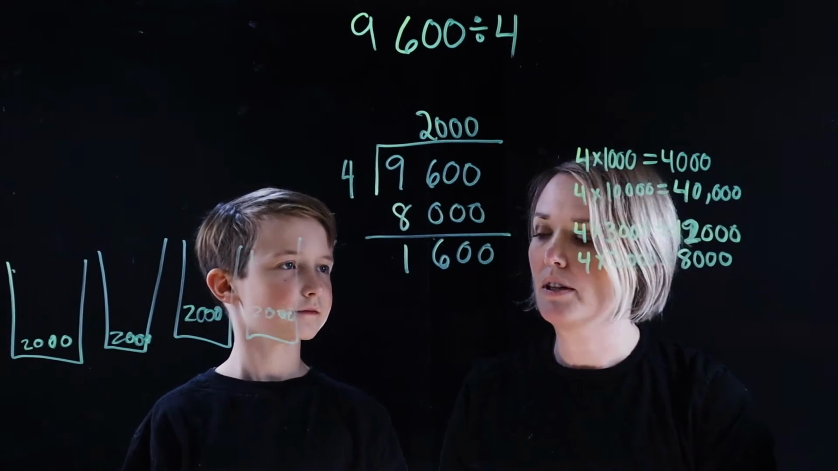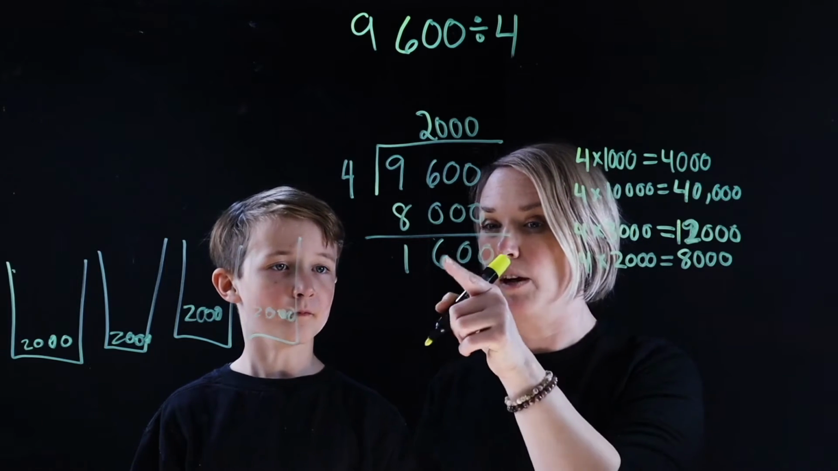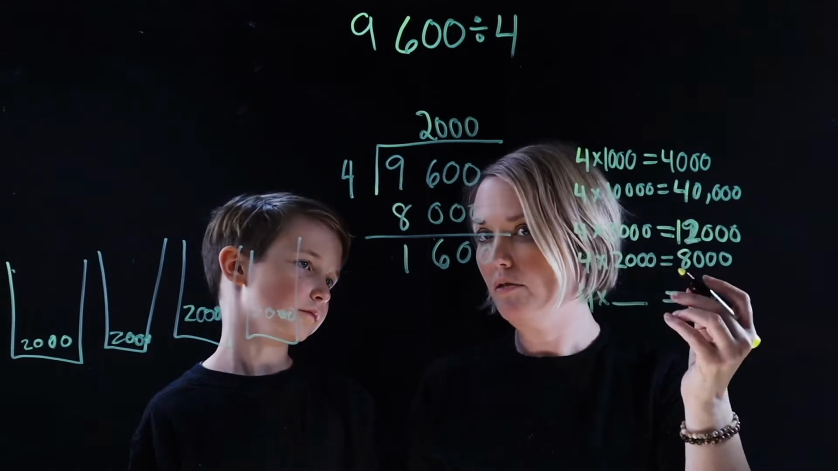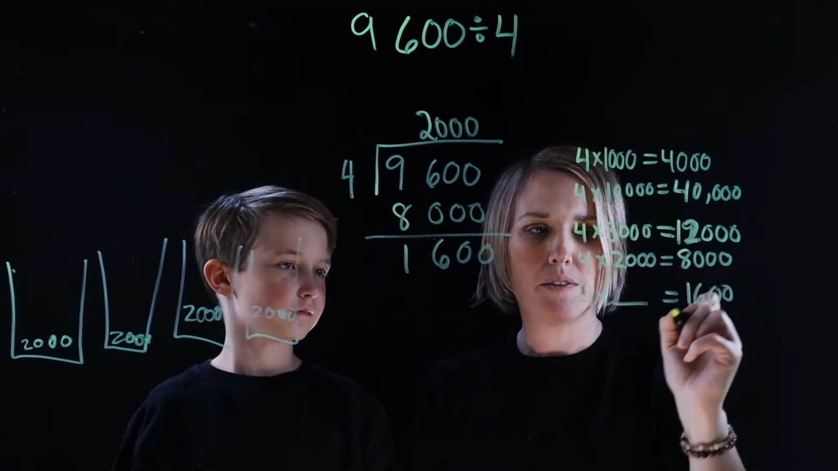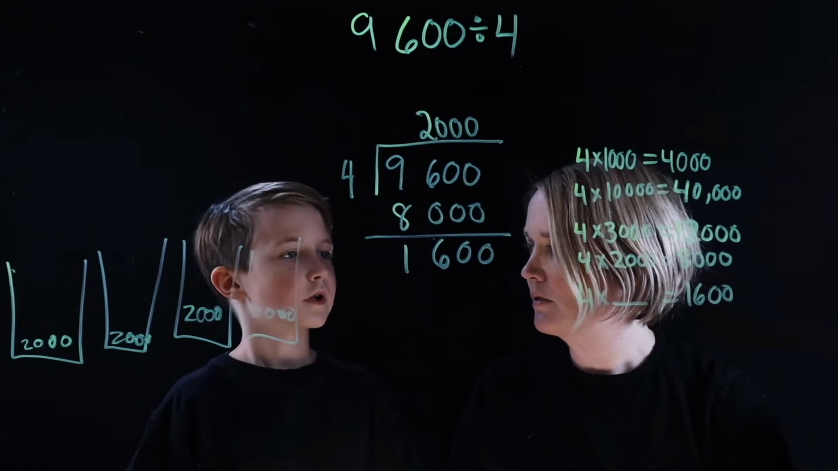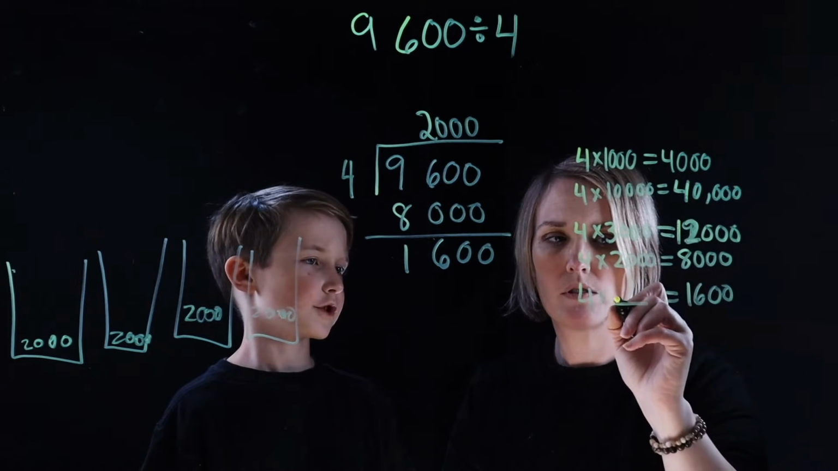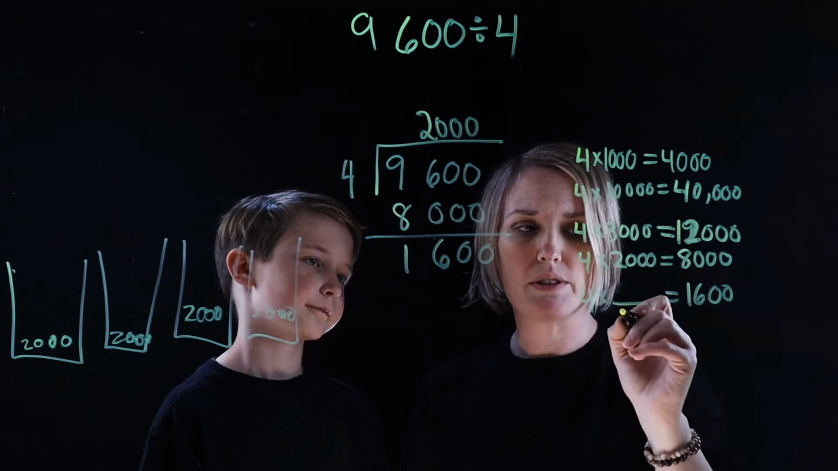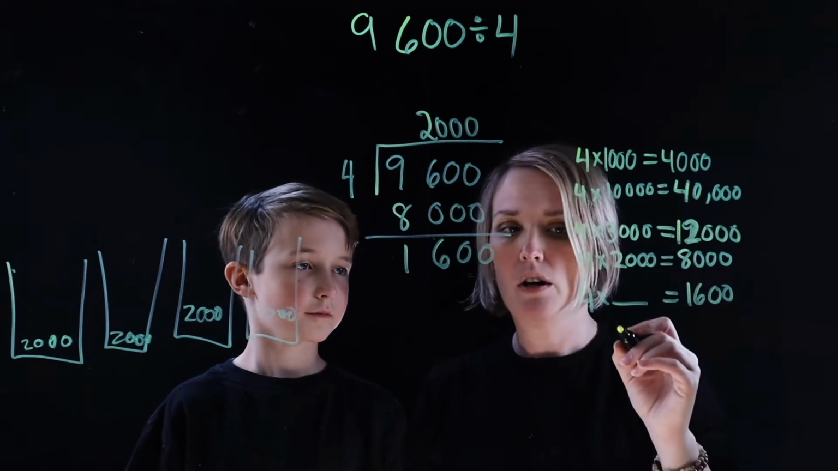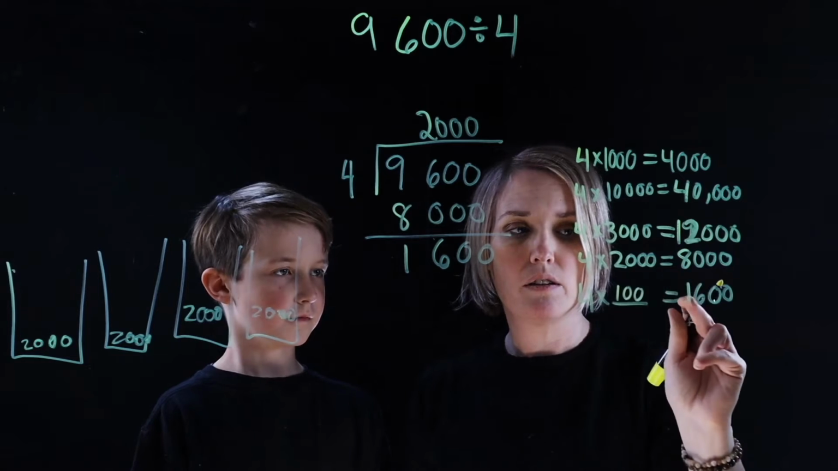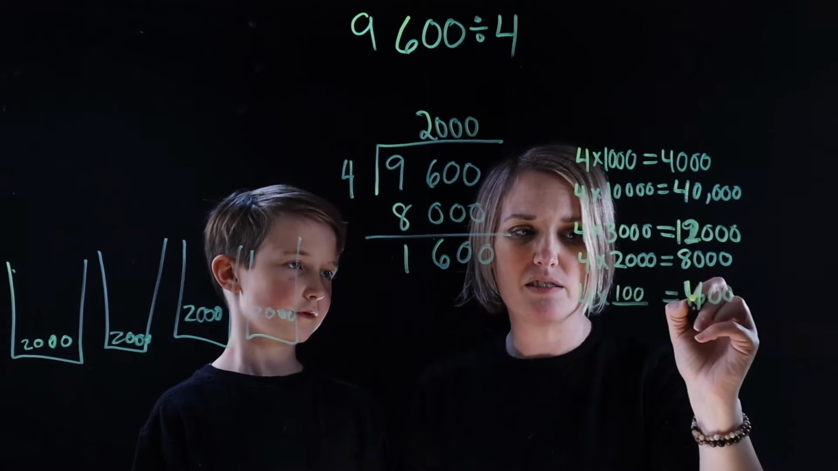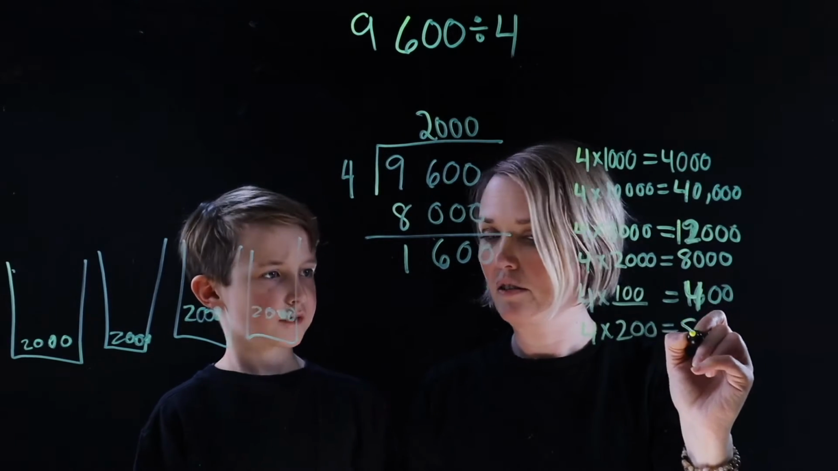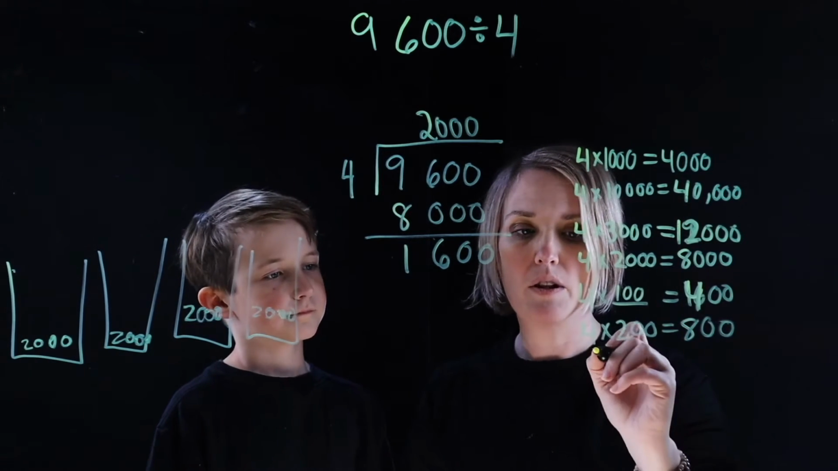Let's try to do the maximum amount here too. So 4 times what would give you 1,600 or something really close to it? 4 times 1,000 would give us 4,000, and that's too much. 4 times 100 is not enough. 4 times 200 would give us 800, and that's not enough either.